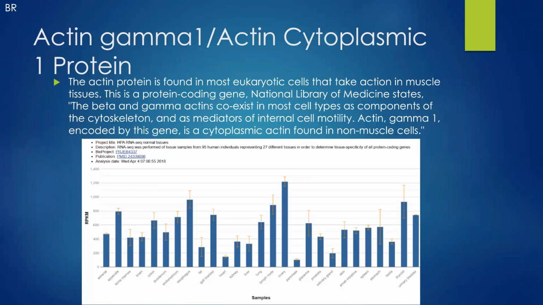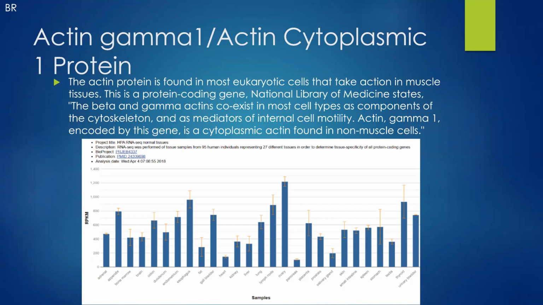So what is actin gamma 1 or actin cytoplasmic 1? The actin gamma 1 is a cytoplasmic actin found in all cell types. It's encoded by the ACTG1 gene. It's widely expressed in cellular cytoskeletons of many tissues, as well as in adult striated muscle cells. It's localized into Z discs and costamere structures, which are responsible for force transduction and transmission in muscle cells.